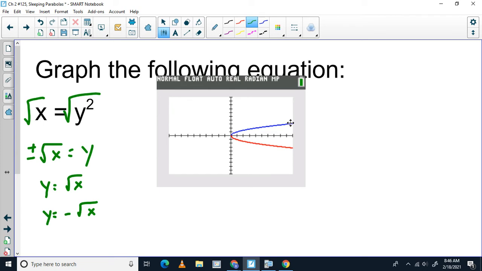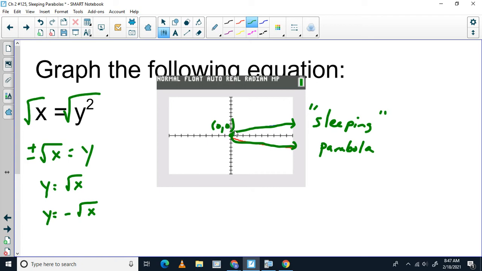We have a parabola that is not opening up or down, but now is opening to the right. And this is what we will refer to as a sleeping parabola. Because that parabola is laying down. Now notice the sleeping parabola still has a vertex. Its vertex for the parent graph is still at the origin.